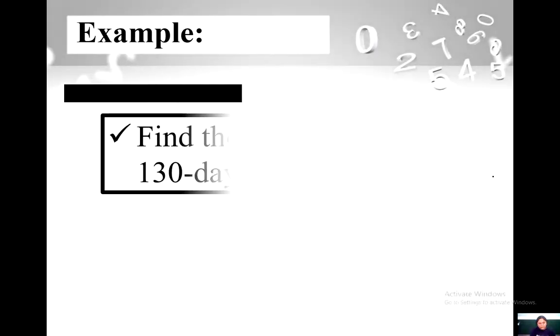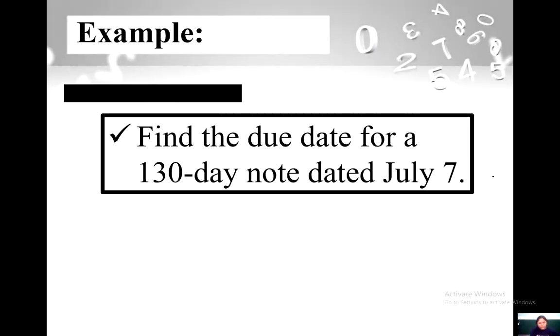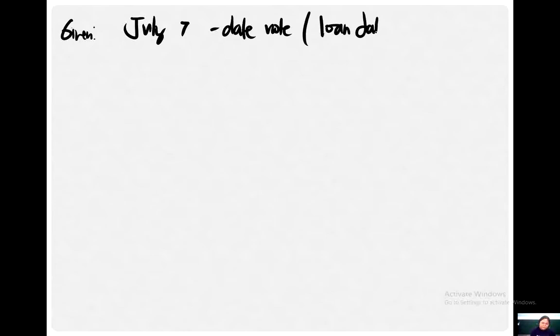So next, find the due date for a 130-day note dated July 7. Okay po, so we are asked to find the due date given the number of days and the loan date. Okay, let's have the given. We have July 7. This is the dated note or the loan date. Then another given is 130 days. This is the duration. So we are asked to find the due date. What is the due date?